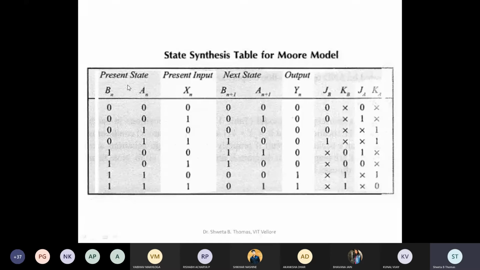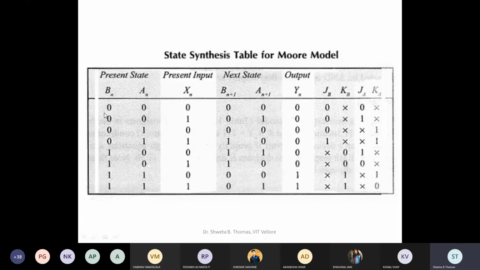First will be the present state, present input, next state, output, and this JB, KB, that is flip-flop B. We are taking JK flip-flop here, because I told you in JK flip-flop, the number of don't care conditions is more. Fine. Then JA, KA, for the A flip-flop for the different states. So how it is moving from here to there, just see. See the entries very carefully, okay?